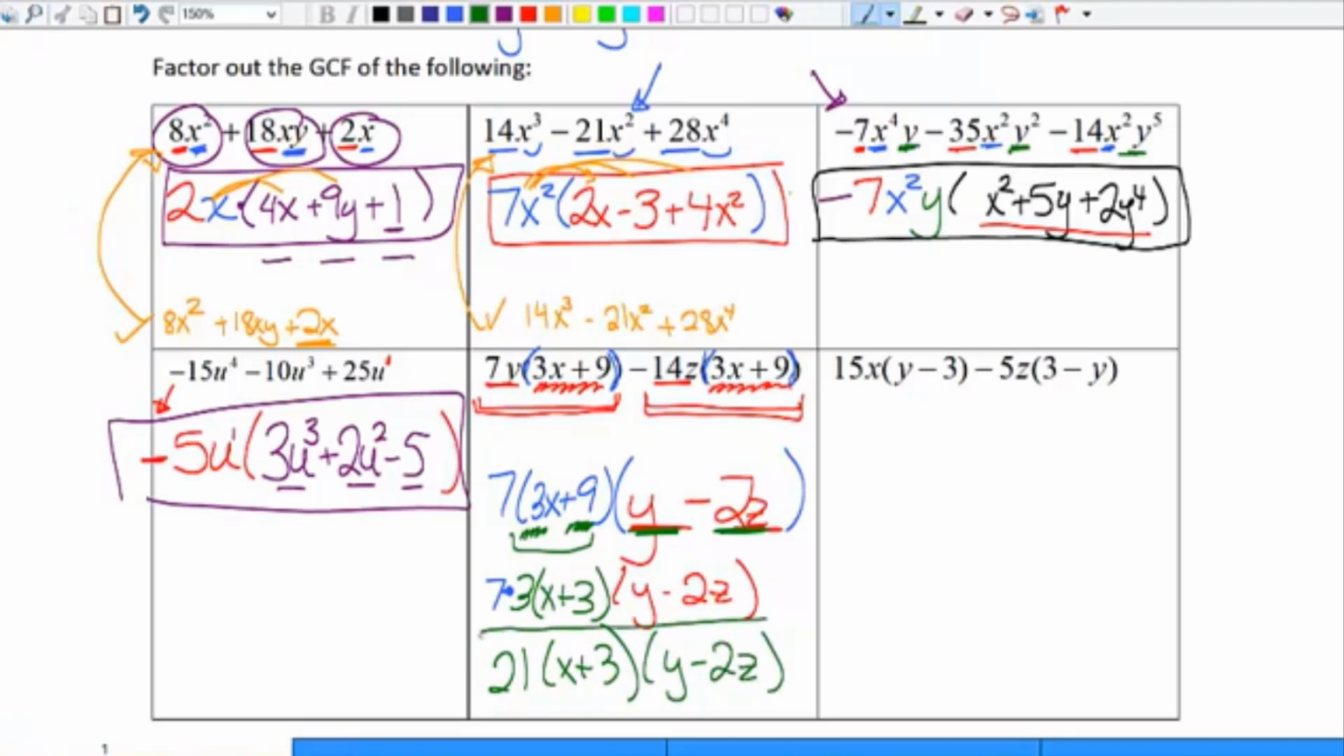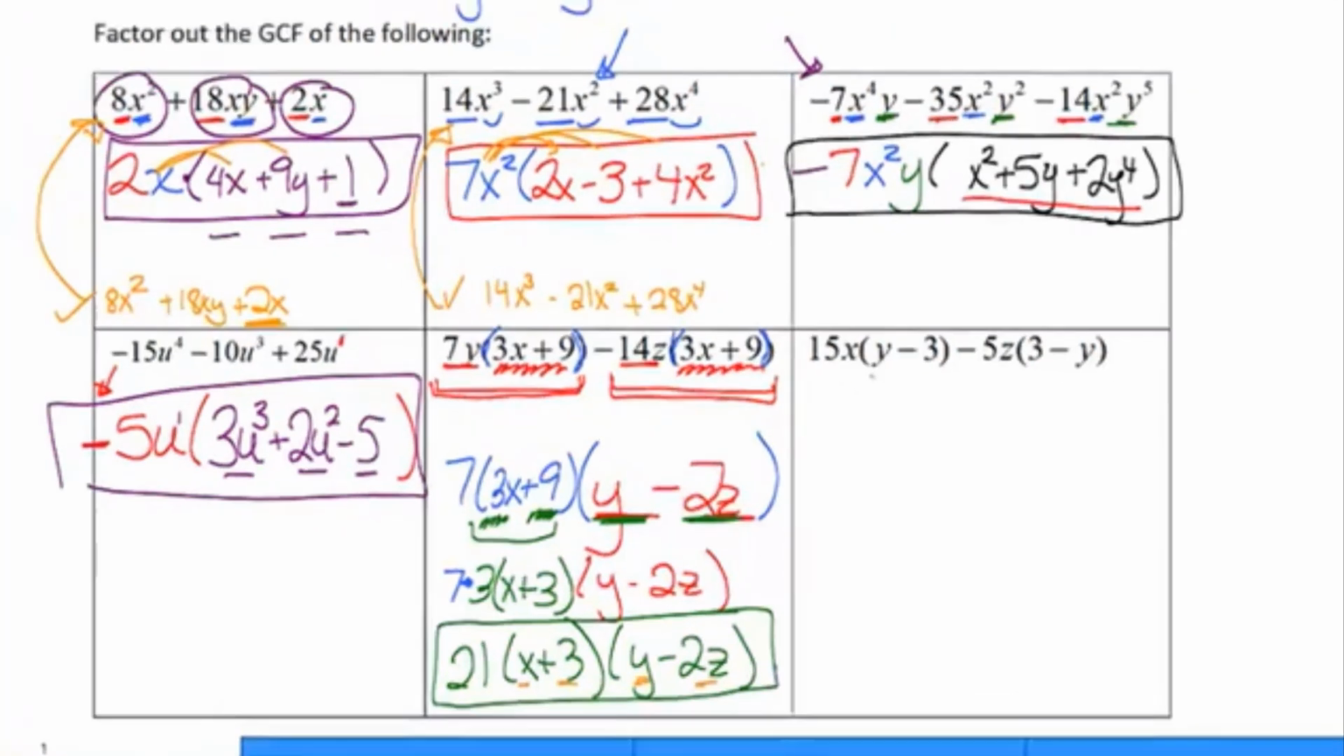Along with all of the rest of my factors. This is now completely factored because each term, x plus 3 in the parentheses and y minus 2z, doesn't have anything else in common, and now this is completely factored.